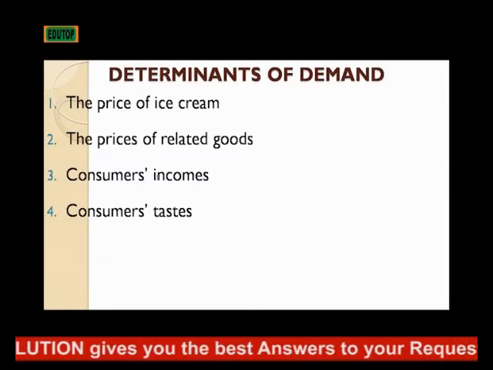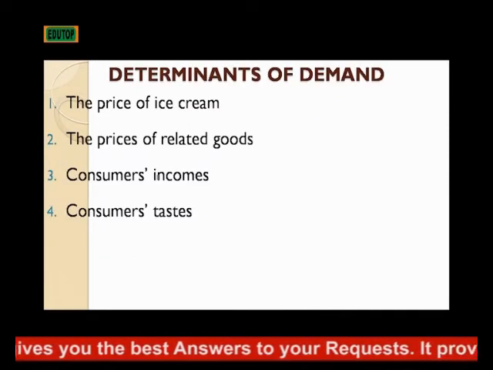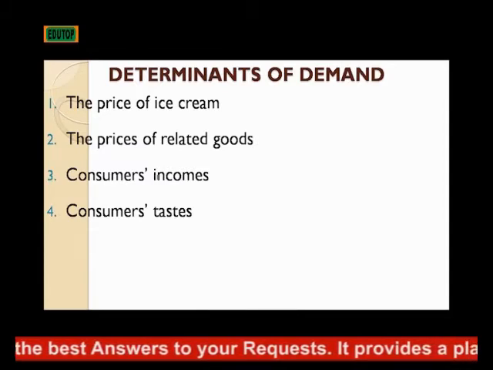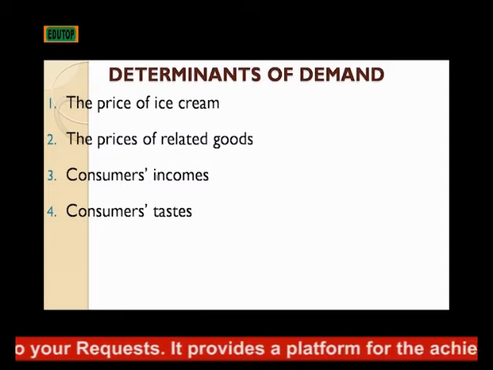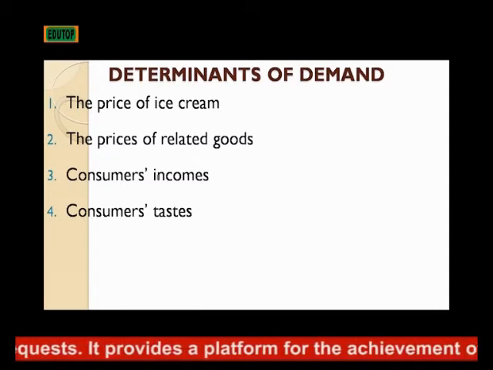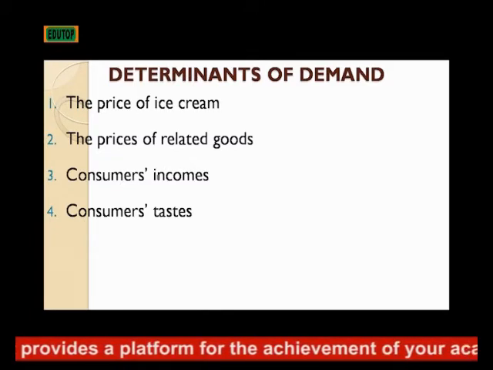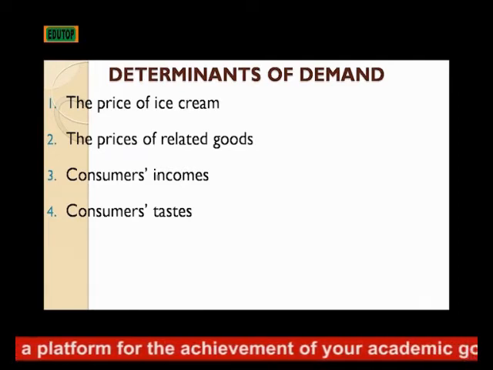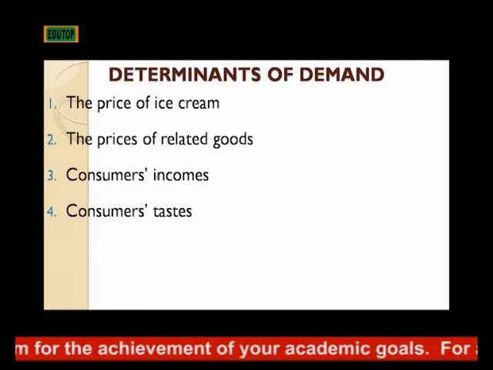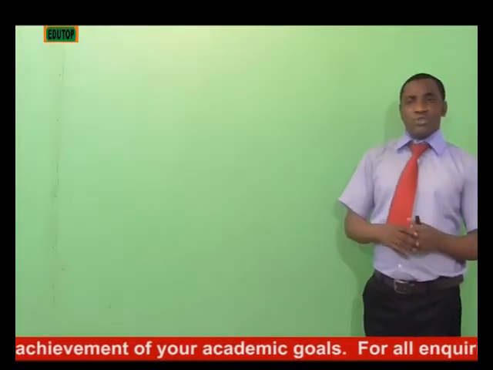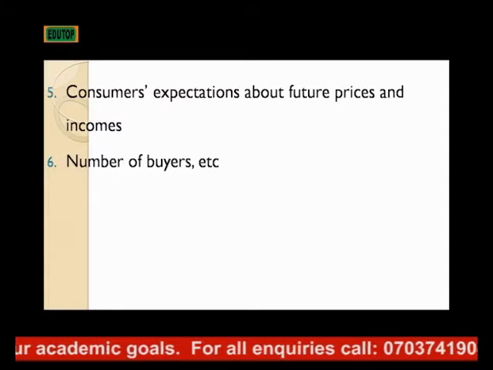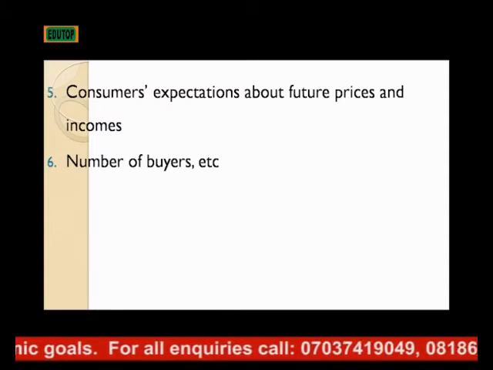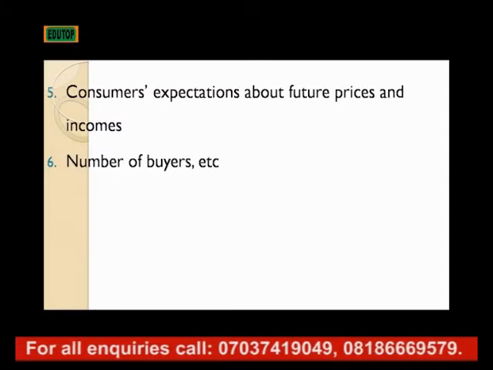Determinants of demand. What are the determinants, the factors that affect the demand? One, we have price. The price of a commodity is a determinant. Two, we have the price of related commodities. Then we have consumers' income and we have consumers' taste. Also, we have consumers' expectation about the future price of the products. And the last one, we have the number of buyers. Let's take it one by one.